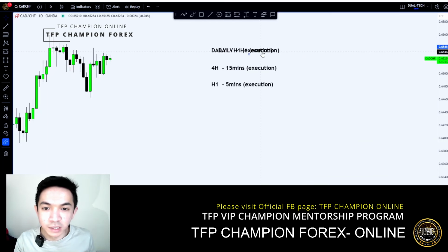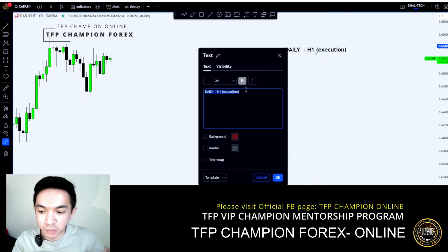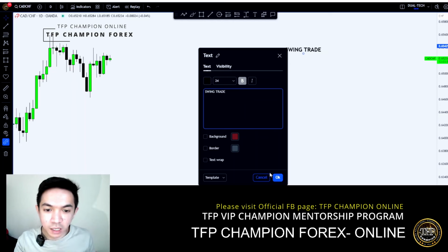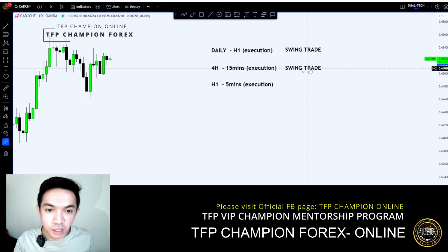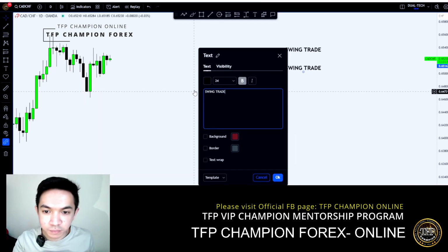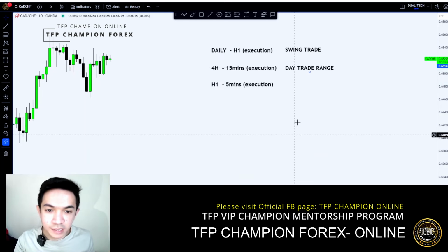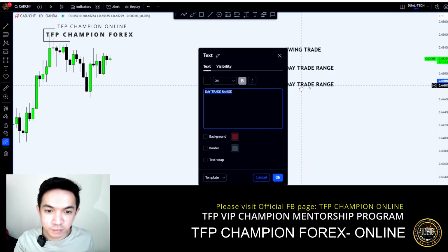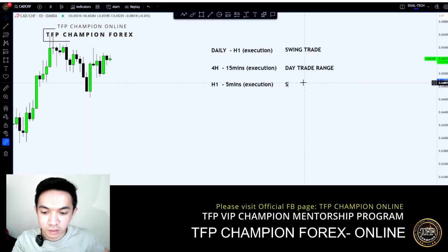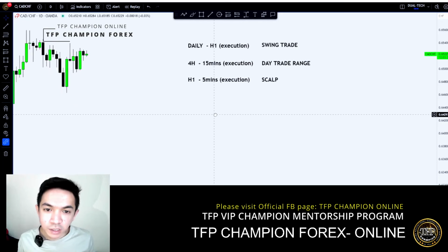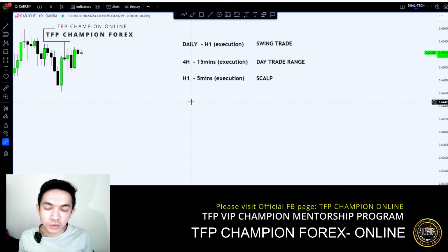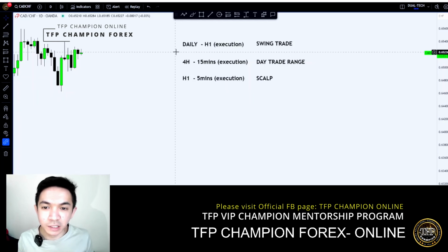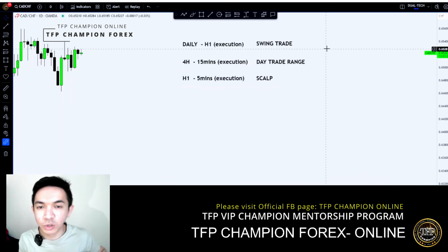So, simply, this daily H1 combination, tinatawag natin siya swing trade range, and this is our day trade or intraday range, and lastly, ito yung pang scalp natin. Okay, so tandaan nyo, umiikot lang yung opportunities ko from this combination. So ibig sabihin, if I do have a setup with daily range and H1 as my execution, I will consider that as a swing trade or long-term perspective.